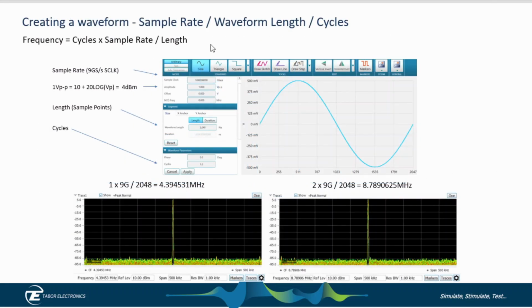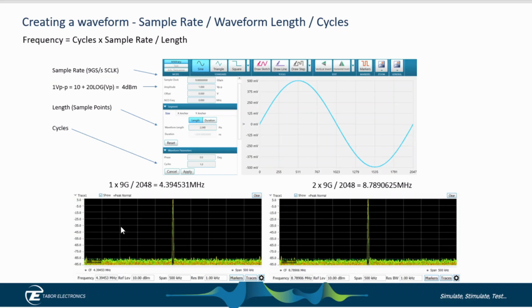Let's look at creating a segment. So I'm going to use the Proteus GUI to demonstrate how you would generate a segment. Here I have a sample rate set to 9 gigasamples, so that's my S clock. I've said that the waveform segment is going to be 2048 points, so that's the length here. And I said initially, let me generate 1 cycle of the sine wave in those 2048 points.